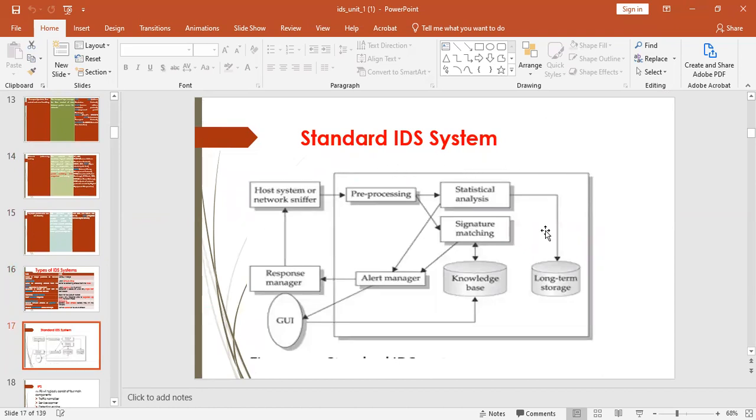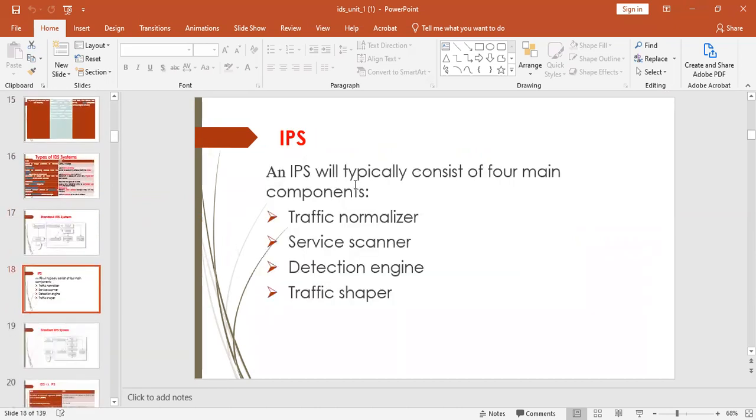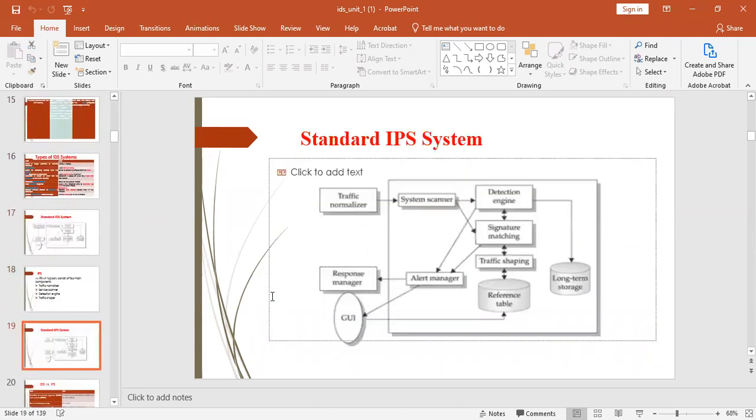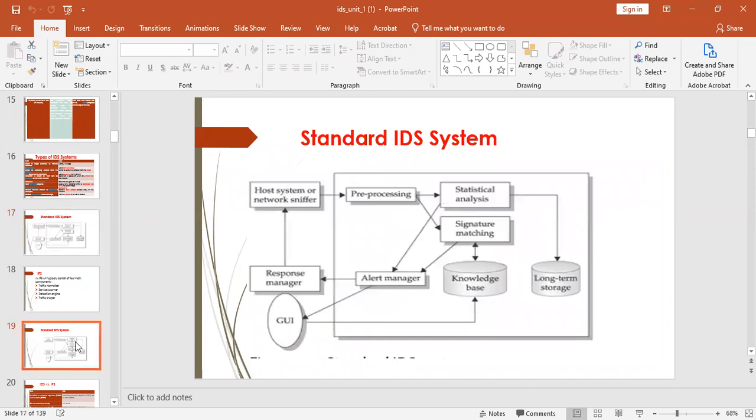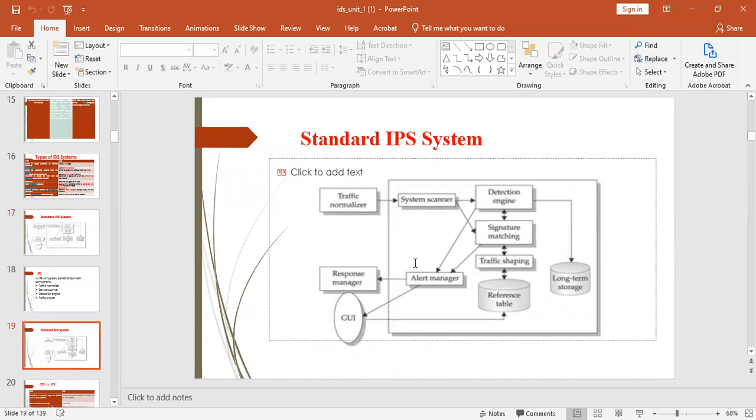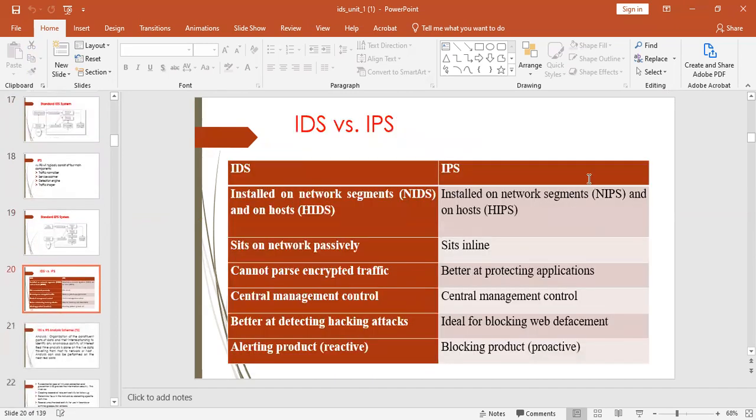Whereas the IDS block diagram, if they are asking IDS as a long question, you have to draw this and explain each and every block. Likewise, you have IPS also. This is the IPS diagram here. If you observe, both are similar only. You have only a few differences between the IDS diagram and the IPS diagram. You have to identify the differences and mention them.